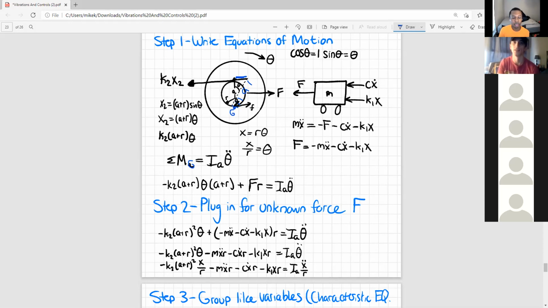Yeah, if you look at the problem, it's in the middle between the small disc and the bigger one. But yeah, so you have these two distances, A plus R. This distance won't change, so that's your hypotenuse. So X2 is A plus R sine of theta. You know that small angle is just theta. So now your new force is K2 A plus R theta. Now, when we're taking the moment, it's K2 A plus R theta times the distance from the ground, and that would be A plus R. So that's how you get that. And then the force is just a distance R away from the ground.